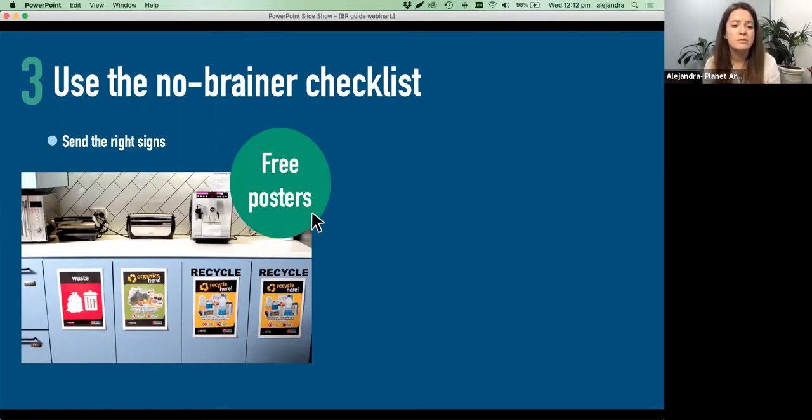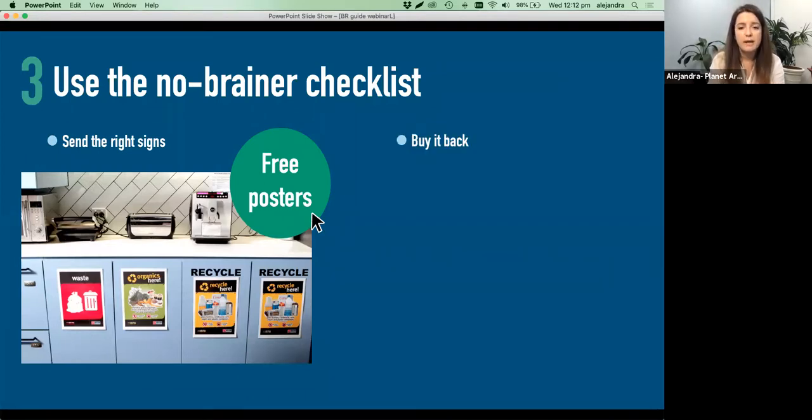You can download those. If you have a wall in the background, highly recommend to have an additional poster on the wall so that when people are approaching the bins, they will identify either the one at the bottom or the one at the top. So it's very important to have the correct signage on each of your bins.